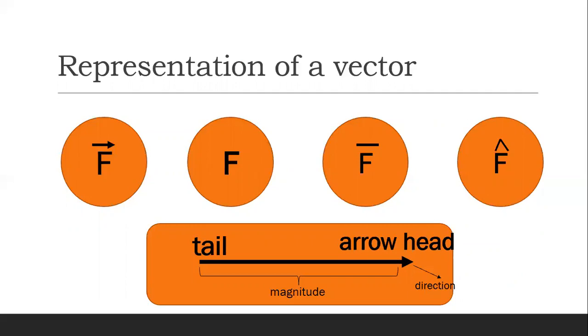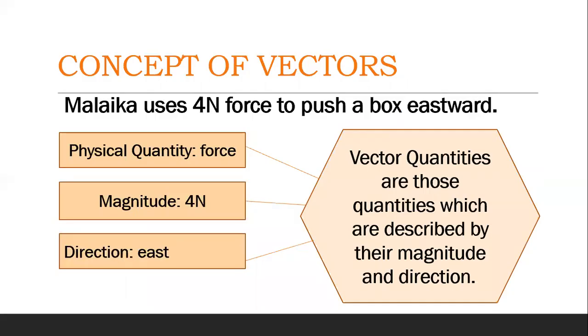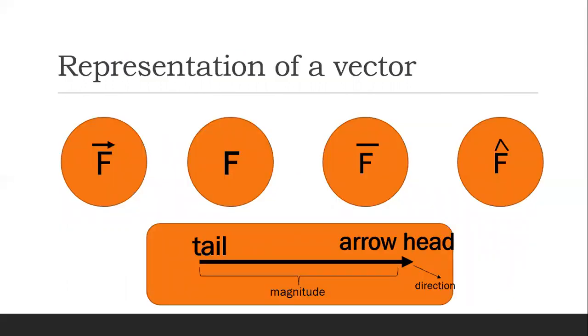Third option is you can use a capital letter F with the arrowhead, or you can use capital F with a cap. This is how you can write a vector, or you can draw the vector as well by using an arrow. It's not any arrow that you can draw with any length. The tail of the arrow actually represents the magnitude, and the head represents the direction. For example, in the previous case, 4 Newton and eastward.